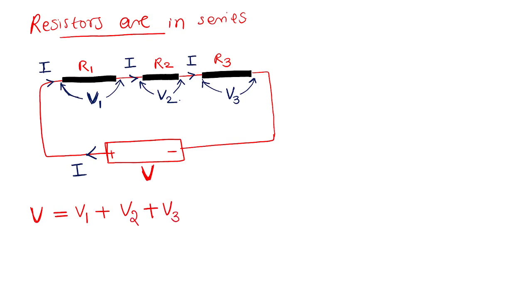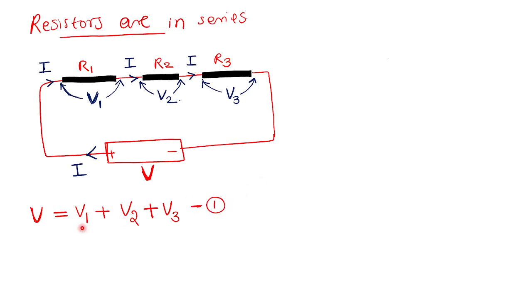There is no exact proof mentioned in the textbook. So you think about the water flow. You need to think about the water flow. Then only you will get some clarity about this. V equal to V1 plus V2 plus V3. Equation number 1.